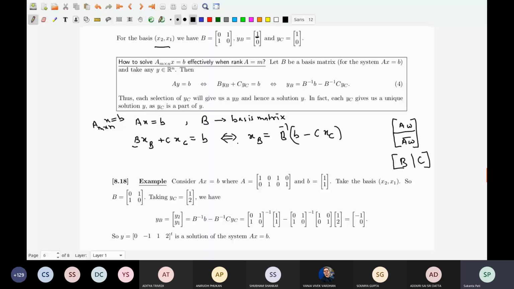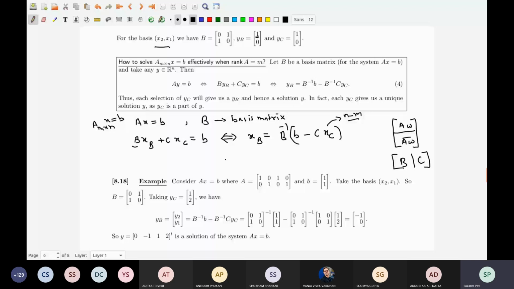So it basically means xc. What is the size of xc? The size of xc is n minus m only. Okay, so you take any vector xc, substitute, and then you get xb. So in that case, you get your solution. For any choice of xc, you will get an xb.